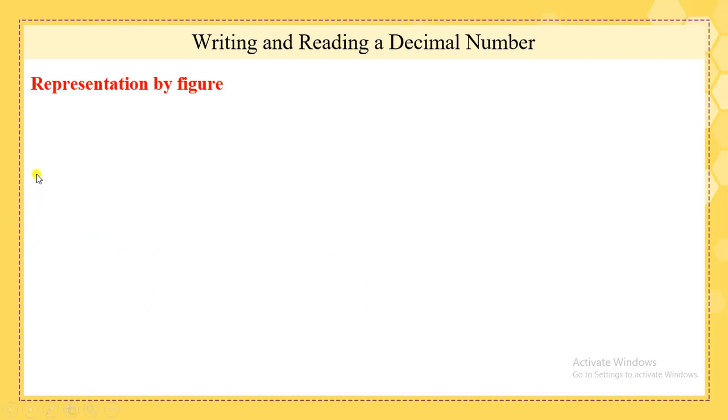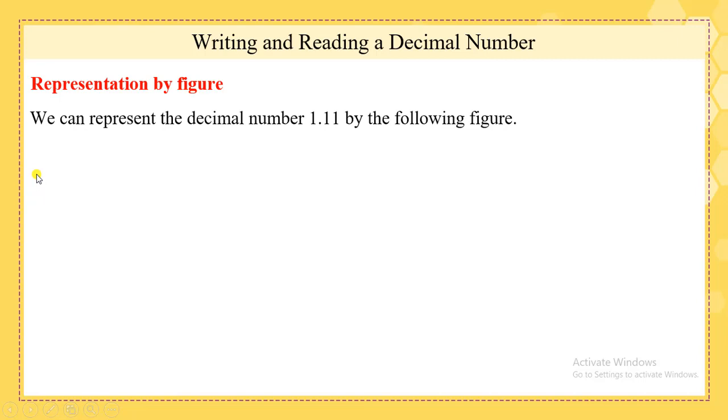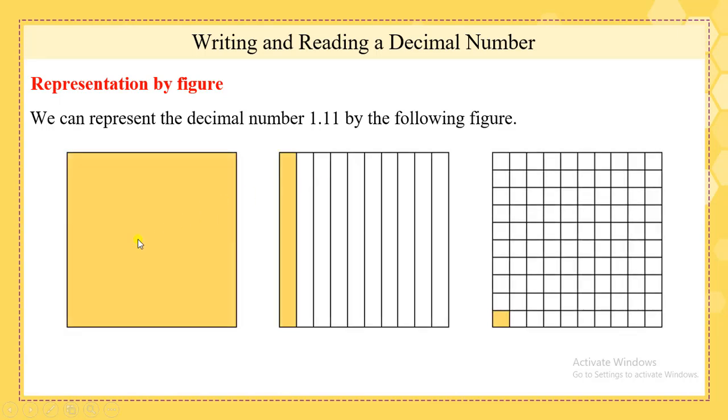Representation of a decimal number by figure. We can represent the decimal number 1.11 by the following figure. First, we will represent the whole number part by one complete unit. Now, we will move to the first digit after the decimal point. The first digit represents one part out of 10 parts, as you could see in the following figure. It will be called tenths, which is the name of the first digit after the decimal point. Now, the second digit after the decimal point is hundredths. It is one part out of 100 parts.